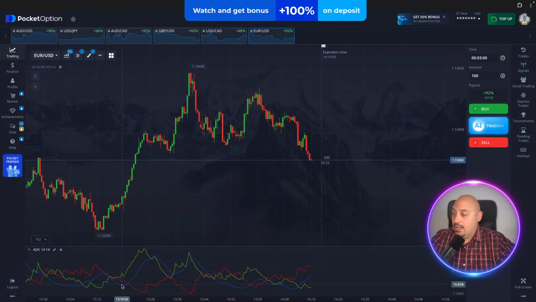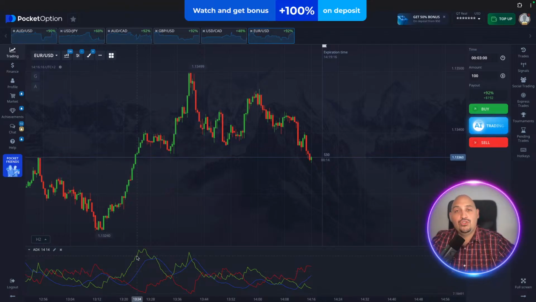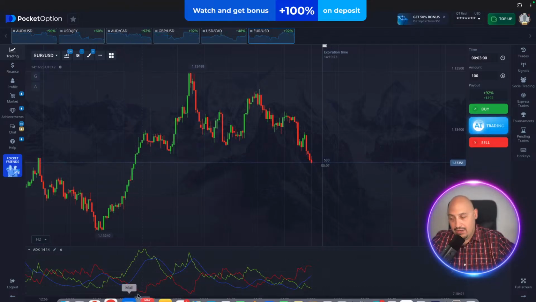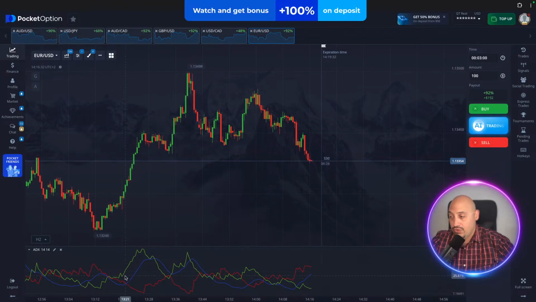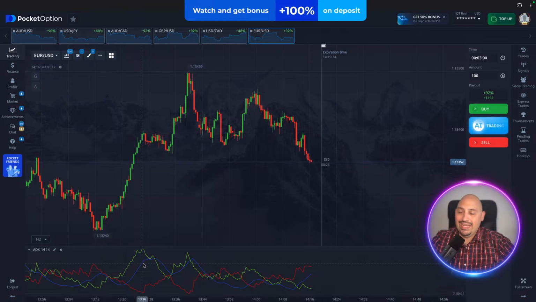So let's go back to the ADX. The blue line measures how strong the trend is. The green line, if it crosses over the red one to the upside, is showing me that the trend is going higher. And the more the green moves away from the red to the upside, the more it shows me that the trend is very strong to the upside. But if you want to measure how strong the trend is, you need the blue ADX line. The same thing applies to the downside.